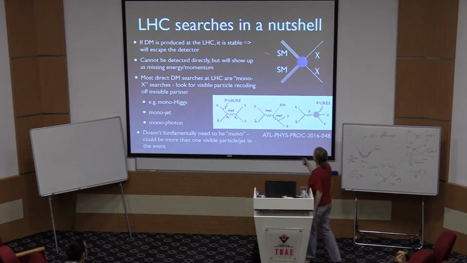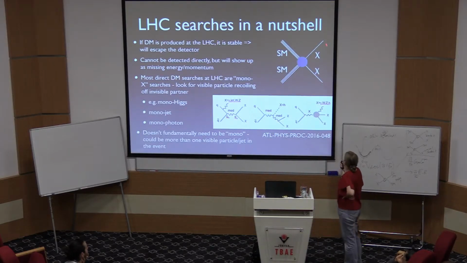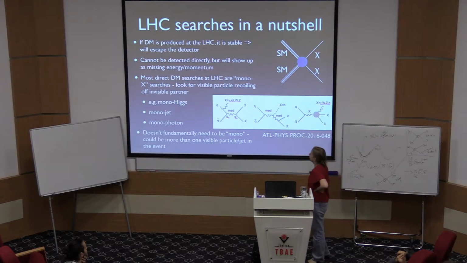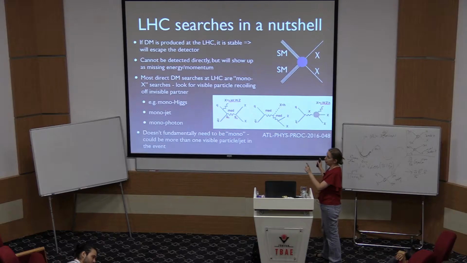You might think, okay, we're going to look at this diagram, but if this was the diagram, then you don't see an output from this diagram. The dark matter particles will just get out of the detector completely, so that's not very helpful. What you want to look for is missing transverse energy and momentum in combination with a standard model particle that is recoiling against that missing energy and momentum.